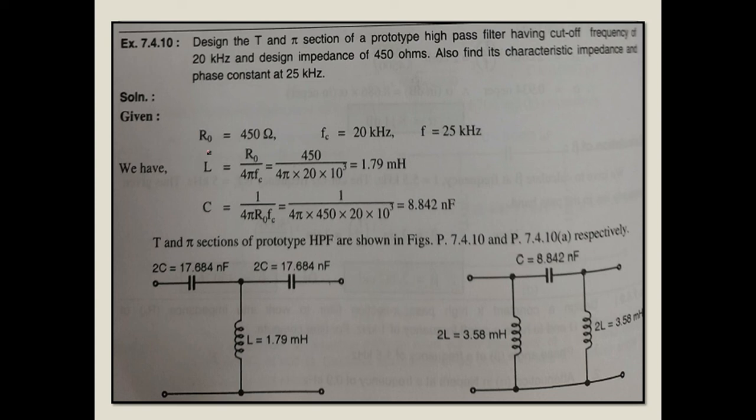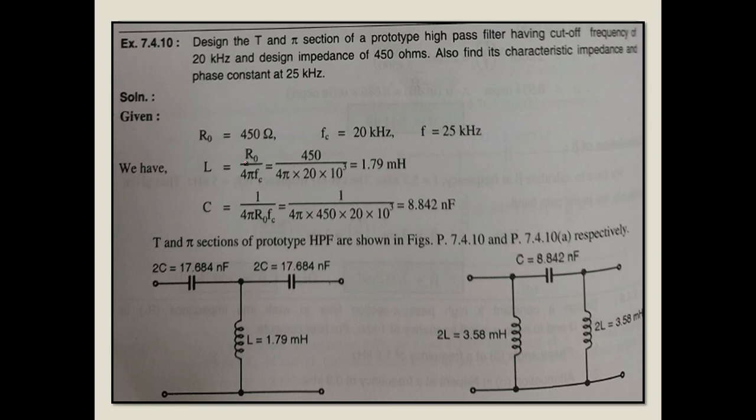Here R0 is equal to 450 ohm, cutoff frequency is 20 kilohertz, and your frequency where the characteristic impedance and phase constant is asked is 25 kilohertz. So the L is equal to R0 upon 2 pi Fc, which is equal to 450 upon 4 pi into 20 into 10 raised to 3, which is equal to 1.79 millihenry.